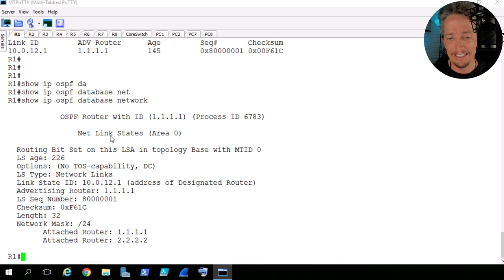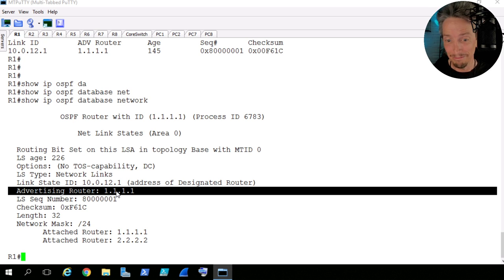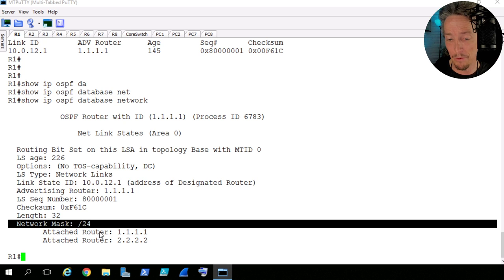So there's the command that says, please show me the details on the LSA type 2. And it says this was generated by router 1.1.1.1. That's the designated router. Here's the link ID, and that's going to be the IP address of the interface on the designated router for that segment. And then it's showing us who is connected to that network. It's 10.0.12.1, and this is also showing the mask, so it's a 24-bit network, and there are two routers connected to it. Those are the router IDs of router 1 and router 2.